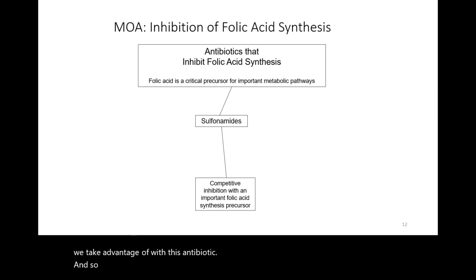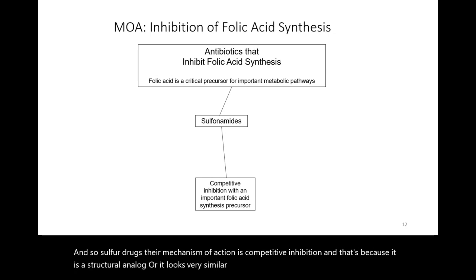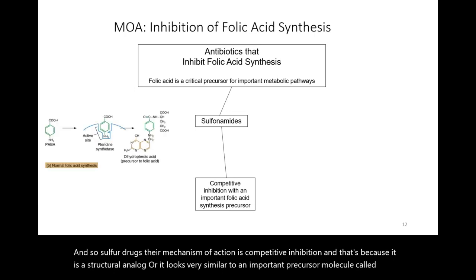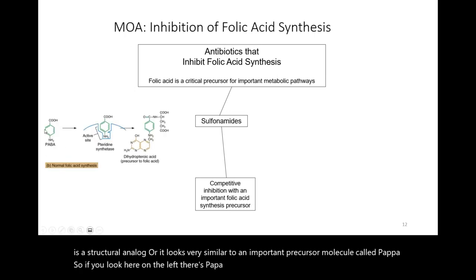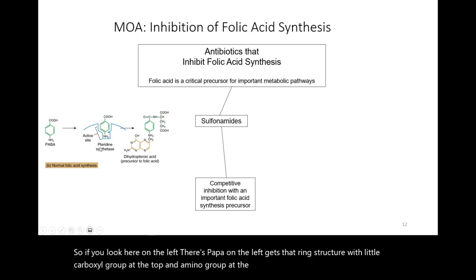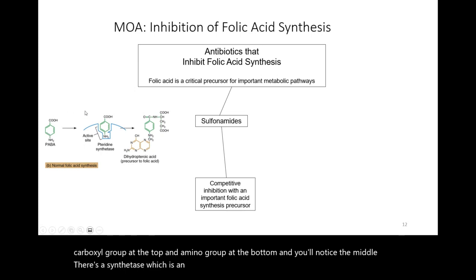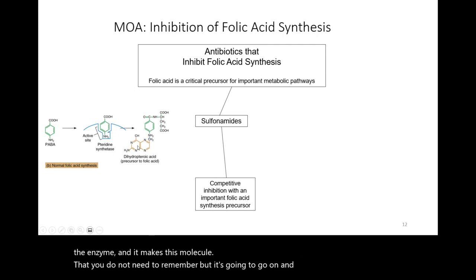And so sulfa drugs, their mechanism of action is competitive inhibition, and that's because it is a structural analog, or it looks very similar to an important precursor molecule called PABA. So if you look here on the left, there's PABA on the left. Okay, it's that ring structure with a little carboxyl group at the top and amino group at the bottom. And you'll notice in the middle, there's a synthetase, which is an enzyme. So PABA is the substrate. It binds to that active site of the enzyme, and it makes this molecule that you do not need to remember. But then it's going to go on and eventually make folic acid.